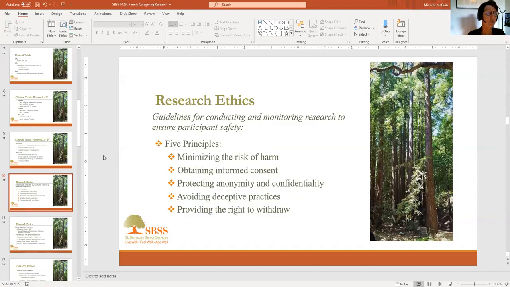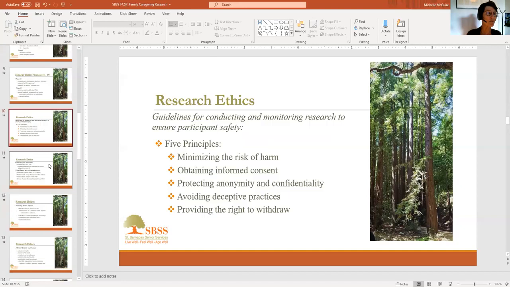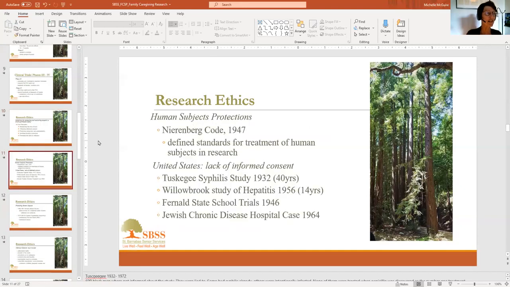And there's a reason that research ethics developed over time, and that is because historically, scientists have not necessarily treated their human subjects all that well. And the first attempt to protect human subjects was something called the Nuremberg Code in 1947. It was basically a document, and it defined standards for treatment of human subjects in research.